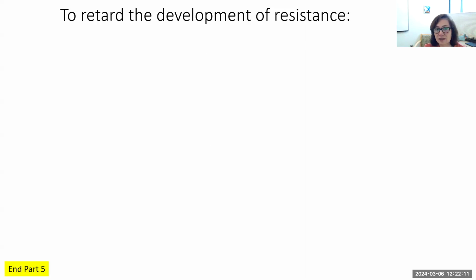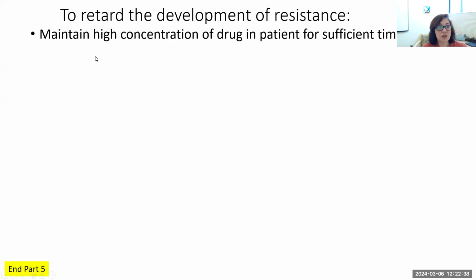Now, to retard the development of resistance, to slow down the development of resistance, we know it's going to happen, but we know what conditions select for it, and that is chronic low concentration use of antibiotics, which seems like a good idea, but it's terrible in the long run because it wipes out the sensitive cells and selects for these resistant strains. So what we do is we maintain high concentration of the drug in a patient for a long enough period of time.